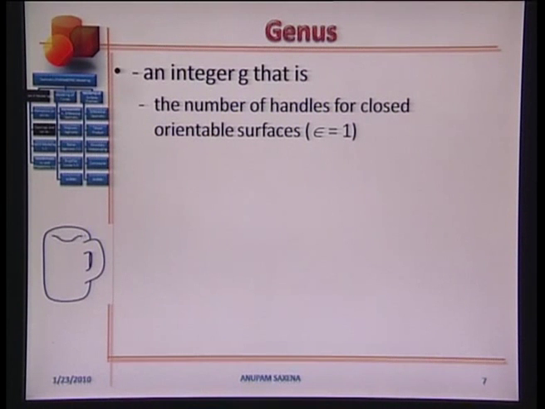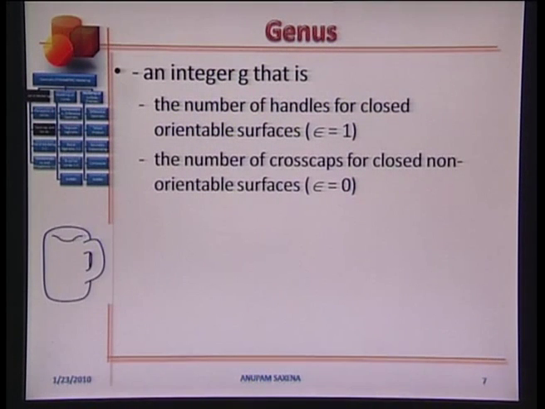If you recall this animation, a torus getting transformed into a coffee mug, this is what I mean by a handle. Or genus is equal to the number of crosscaps for closed non-orientable surfaces for which the epsilon value is 0. Let's consider a few examples.